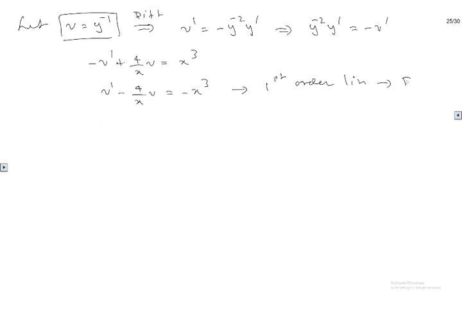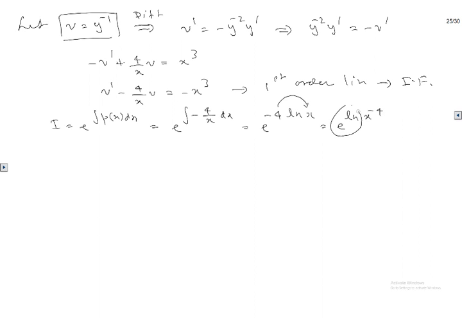First order linear, so integrating factors. Good. So let's try and find the integrating factor. The integrating factor I equals e to the integral of p(x) dx. In this case, p(x) is negative 4 over x. This is a very easy integral, so it's negative 4 ln x that we're going to bring inside. So you're going to see e to the ln x to the negative 4. This gets cancelled, so you're going to get x to the negative 4.